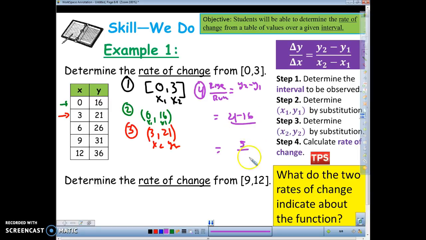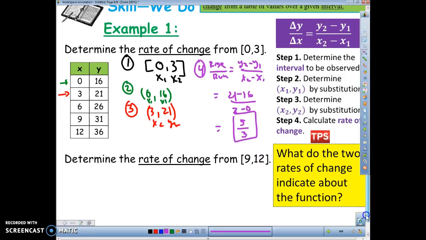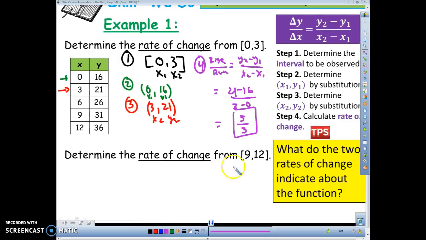Okay, so 5, that's my rise, over my run. Now my run is x2, my x2 value minus my x1 value. So x2 is 3 and x1 is 0. Now I'm going to leave Brandon alone because he's working on something else. But 3 minus 0 is 3. So my rate of change for that first interval is 5/3. That's my slope. So now I'm going to do the same exact thing for the second interval.